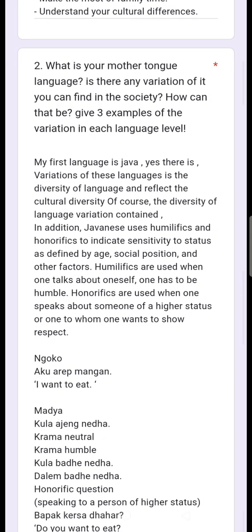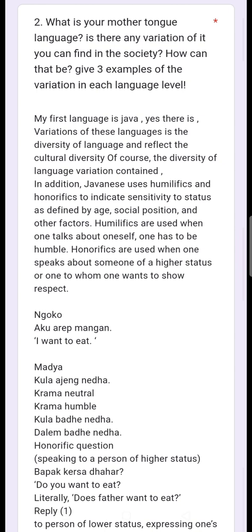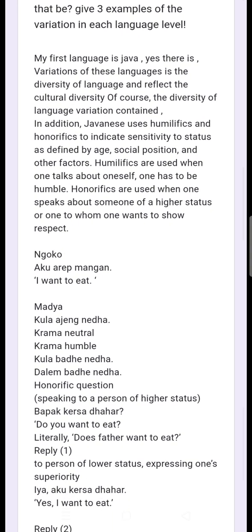Example is Ngoko, aku arep mangan, or I want to eat. Madya, kula ajeng nedha. Krama netral, krama humble, kula badhe nedha. Dalem badhe nedha. Honorific question, speaking to a person of higher status: Bapak kerso dahar, do you want to eat?